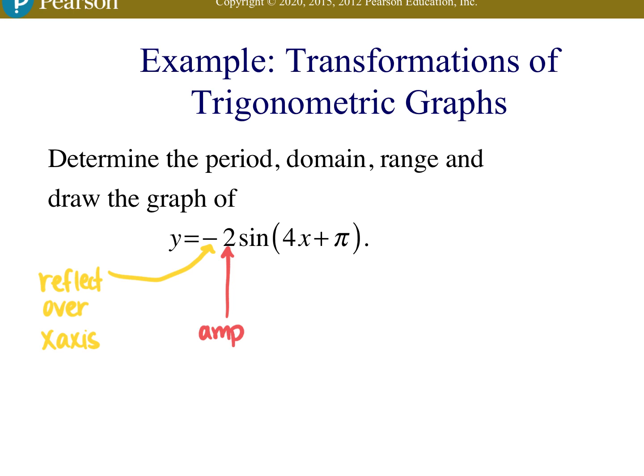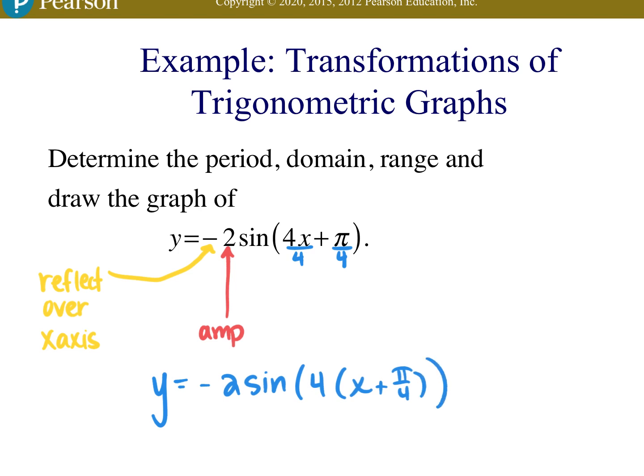Okay, the 4 has not been factored out of this problem. So we're going to have to do a little bit of work. And to factor is the same thing as to divide. So you divide. So this question becomes -2 sine parentheses 4 separated from x. That's how we're factoring that out. Plus pi fourths.